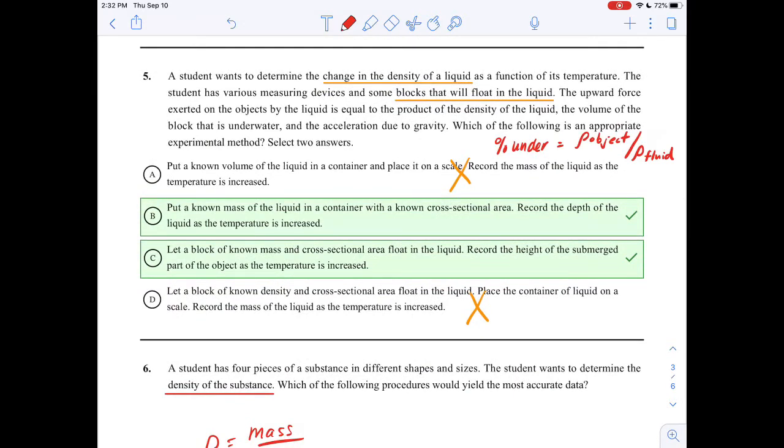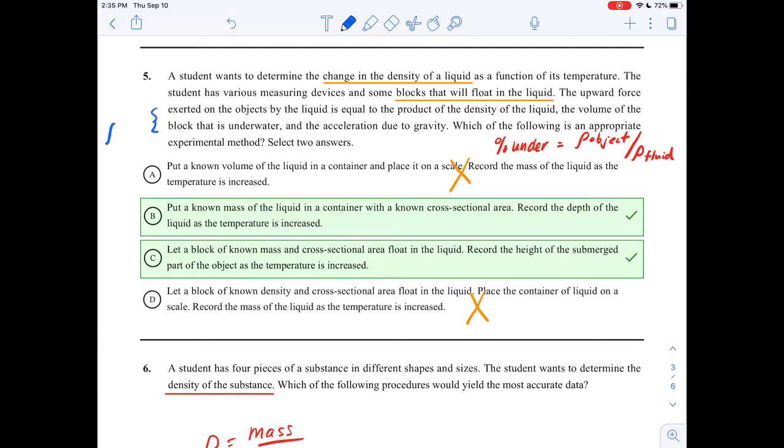Number 5, a student wants to determine the change in the density of a liquid as a function of its temperature. The student has various measuring devices and some blocks that will float in the liquid. The upward force exerted on the objects by the liquid is equal to the product of the density of the liquid, the volume of the block that's underwater, and the acceleration of gravity.